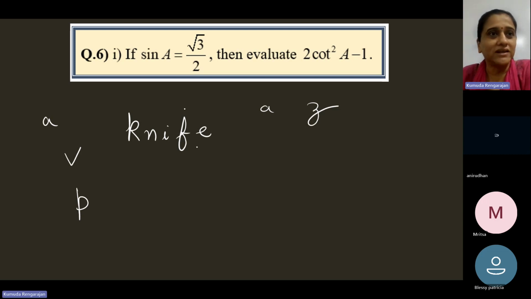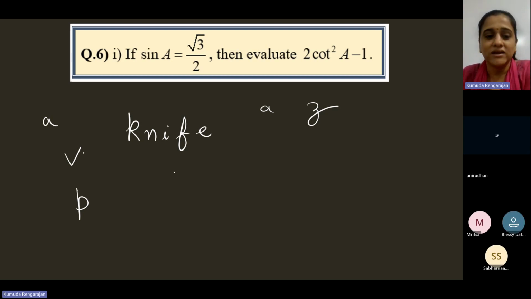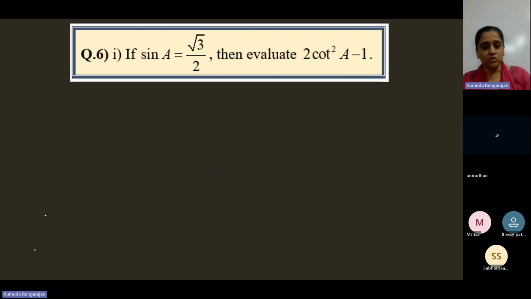So if you don't know the spelling of knife, I can tell you, or maybe using phonetic language I can tell you why knife is spelled like this, KNIFE. But if you don't know how to write K, how to write N, it becomes difficult to explain. It's the same here. You should know the trigonometric ratios and their definitions.